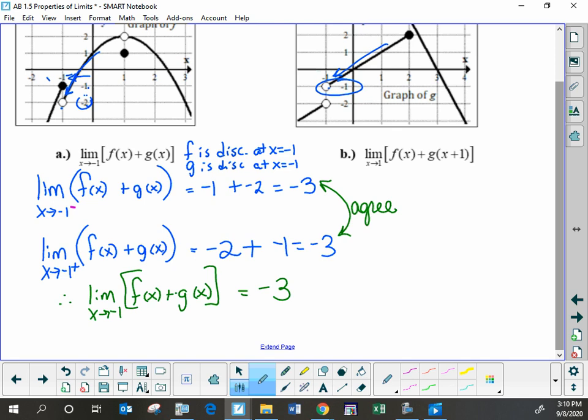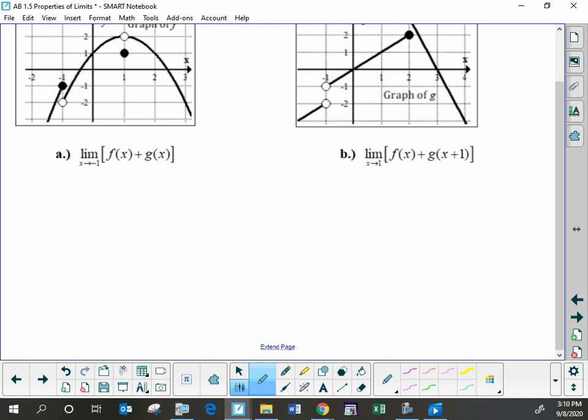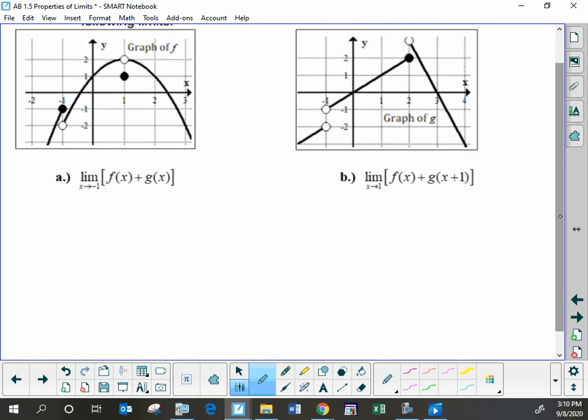All right, let's look at 1, or B, which is x approaching 1, f of x plus g of x plus 1. Ugh. So, alrighty. At 1, the limit does exist. It's not continuous, but the limit exists at 1 for f of x. And then we are sliding this over, aren't we? We've got a slide going on. So as we approach 1, plus 1 is 2. Looks like discontinuity going on there.